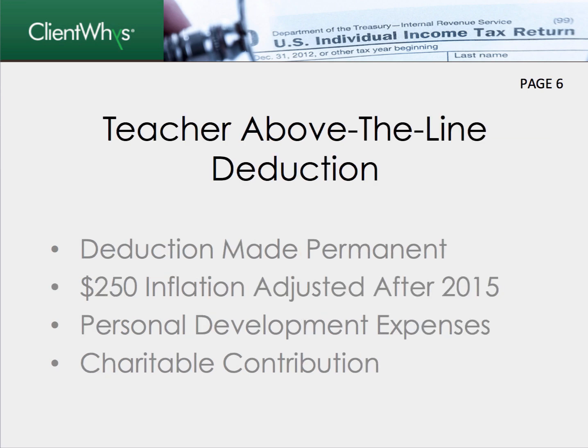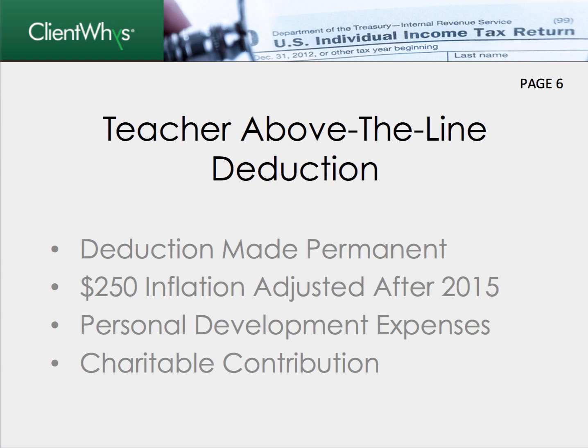Okay, so next up we have the big deduction, the teachers above the line deduction. This is made permanent, and it's going to be inflation adjusted after 2015. And they did add personal development expenses to the allowable expenses. I don't know why, since all teachers would have $250 no matter what they did anyway, so they get their above the line deduction.